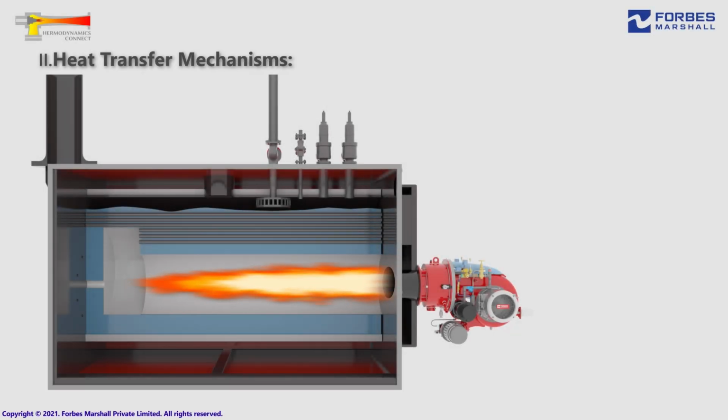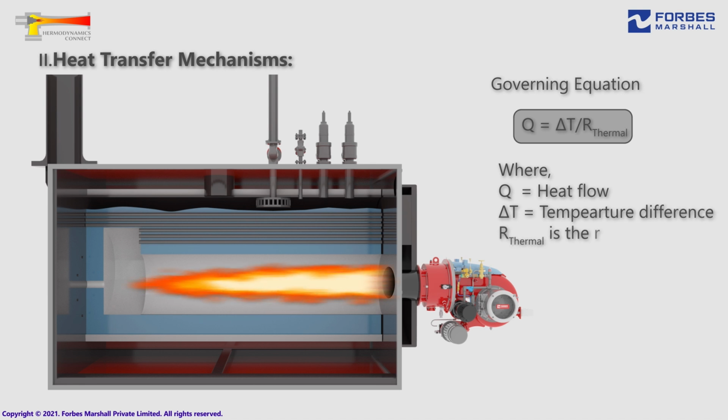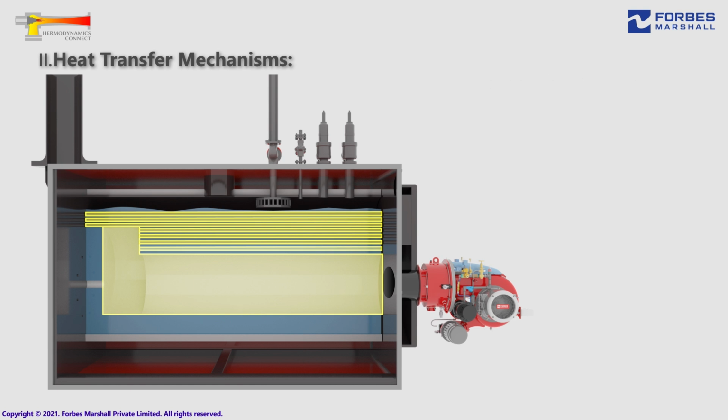The second piece of the puzzle is understanding the heat transfer mechanisms and especially how they are established inside different regions of the boiler. For heat flow, which is the flow of thermal energy due to temperature difference, the governing equation becomes heat flow equals delta T divided by R thermal, where R thermal is the resistance offered to the flow of heat.